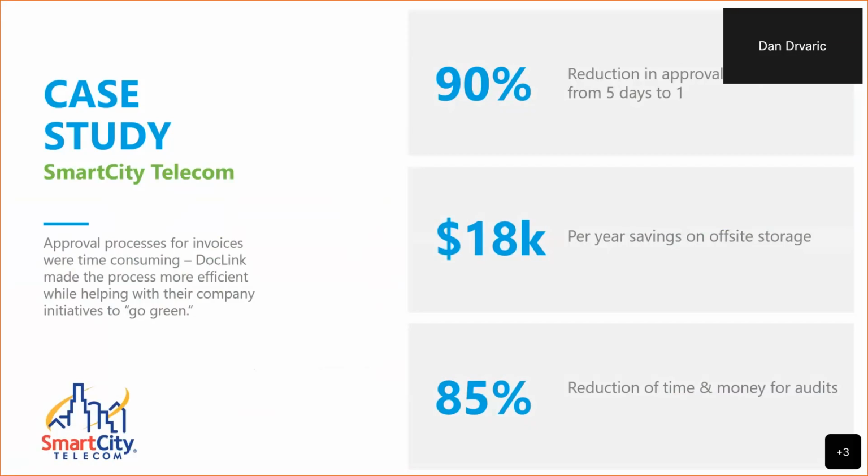One of the cost savings that people don't recognize at first is that with a solution like DocLink, you may not need your offsite storage. You may not need Iron Mountain or whatever facility you use to store racks and racks of banker boxes. In the case of Smart City, they were able to save over $18,000 just by reducing or eliminating their offsite storage. And again, we see the savings that comes in the terms of the annual audit. 85% reduction in time and cost during that audit.